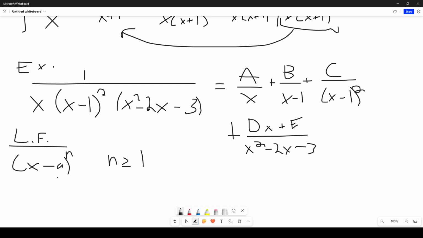These are linear factors because you have a linear equation. You don't have any quadratic or cubic, you just have x to the 1. So we call it a linear factor, and linear factors are pretty easy. If n is 1, you only include it once, like A over x. If n is 2, then you have to include x minus 1 to the 1 and x minus 1 squared. If it was cubed, you would go x minus 1 to the 1, to the squared, all the way to the cube. Now, you could also have a quadratic factor.